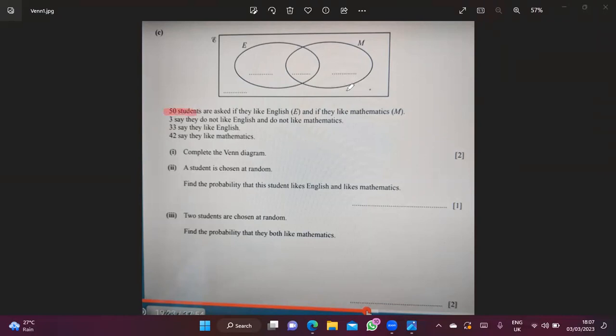All right, I'm going to use a different color here. 3 say they do not like English and do not like maths. So they don't like English and they do not like maths. And then 33 say they like English. And then we have pink, 42 say they like maths. Okay, what is the question? Complete the Venn diagram. So we can complete the Venn diagram. Just 1 second. I need to... All right.